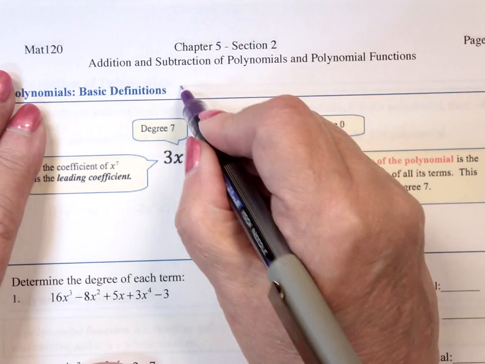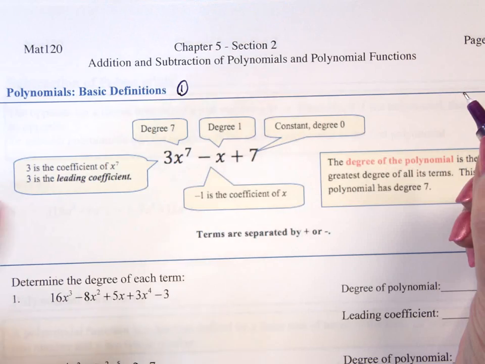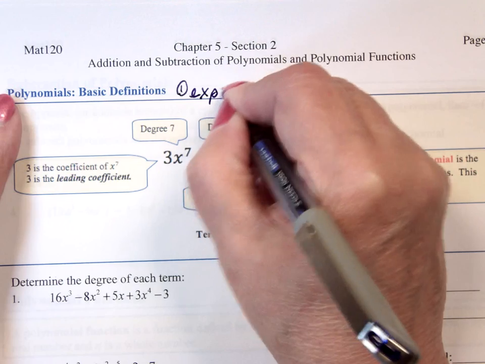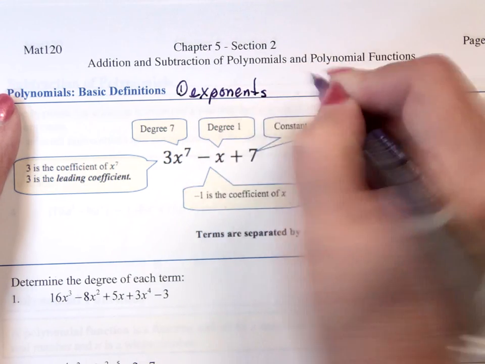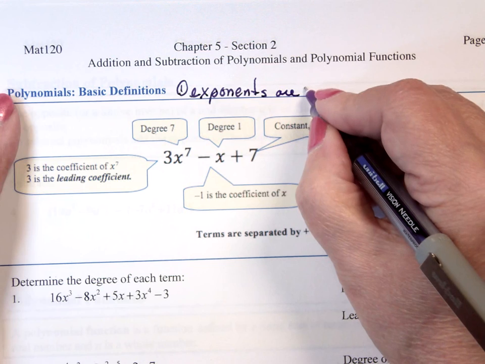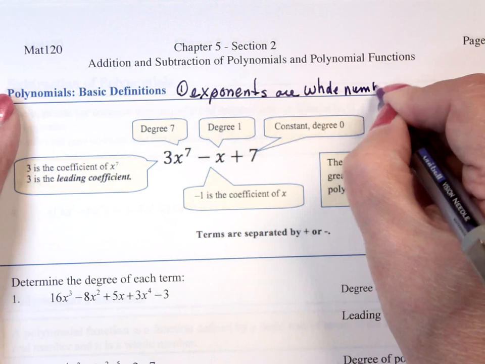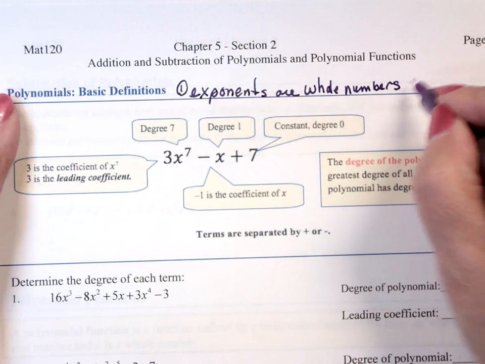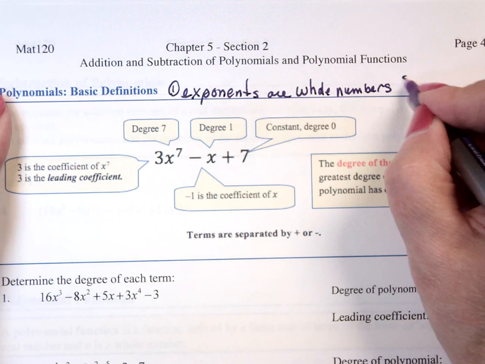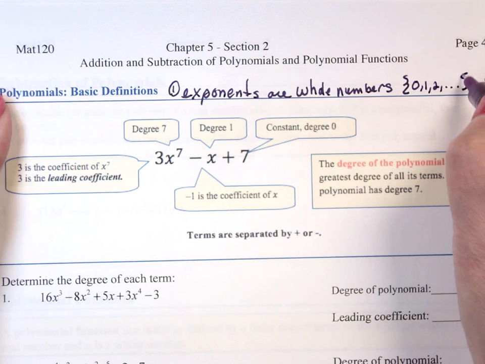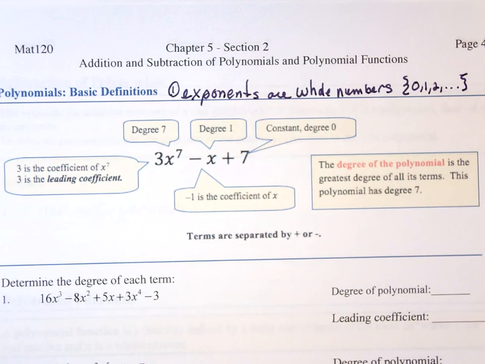First of all, if I'm looking at a polynomial, the exponents are whole numbers. And you say, well, what's a whole number? A whole number is 0, 1, 2, and so on. So in other words, I won't see anything as an exponent other than a whole number. No negative numbers can be an exponent if you are a polynomial. Okay.